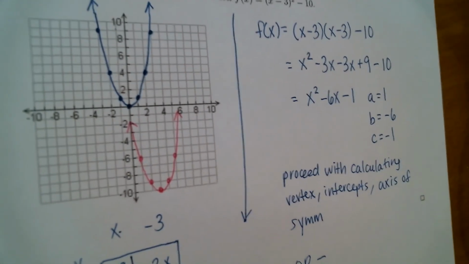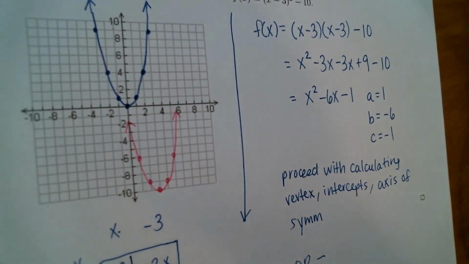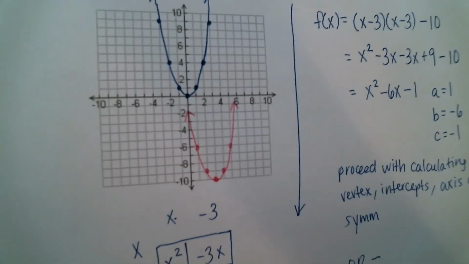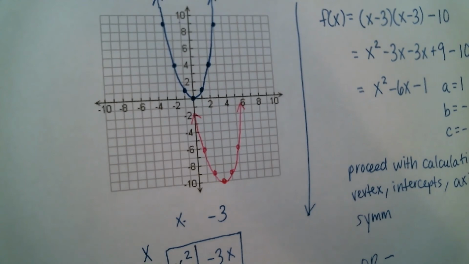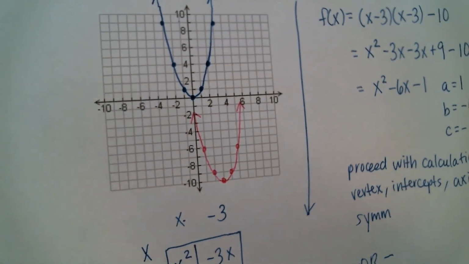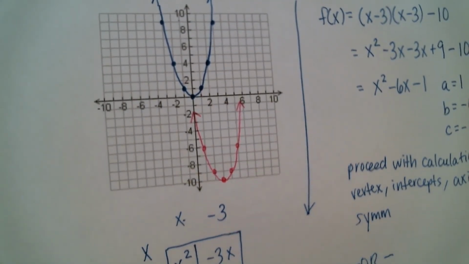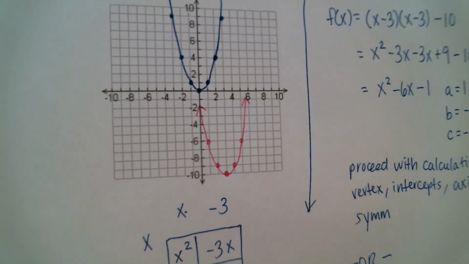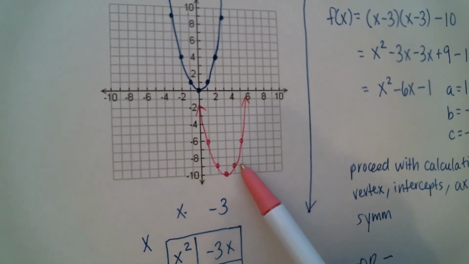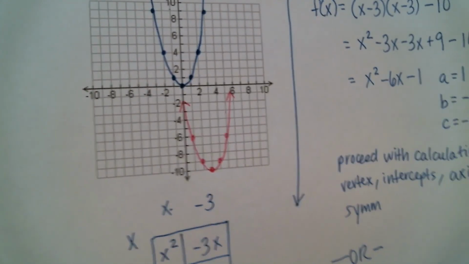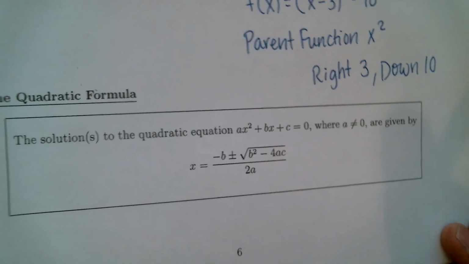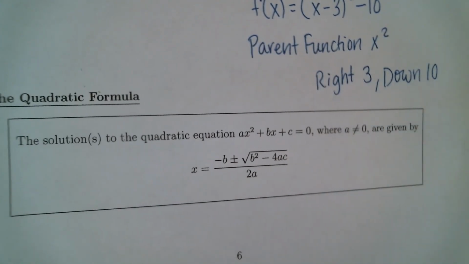Okay. Now, regardless of whether you did this with transformations or you did it with the vertex, the intercepts, and the axis of symmetry, you should get that same parabola that I graphed right here. Either way. Okay. All right, that's the end of section 4.3. Remember, the quadratic formula is listed at the very bottom of page 6.